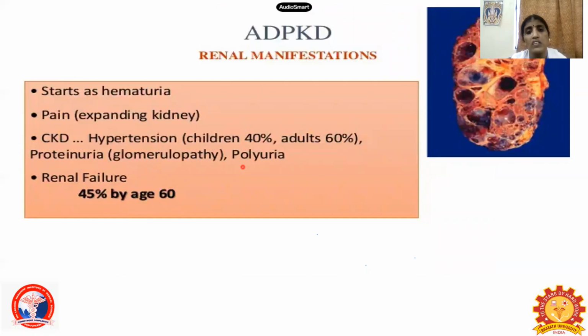So do you know what the renal manifestations of the disease are? How does a patient present? Number one, they can present with hematuria with pain because of the size of the kidney, which is expanding.